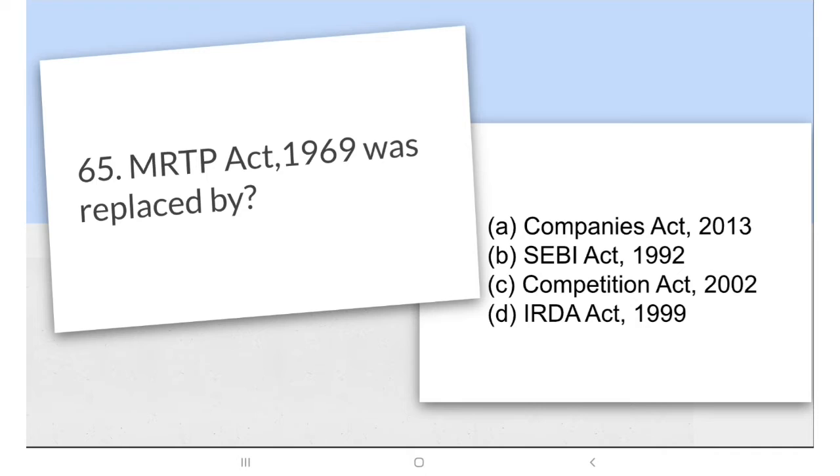Question number 65. MRTP Act 1969 was replaced by. It was replaced by the Competition Act of 2002. It is the right answer. So this act was enabled to provide control over monopolies. It is done with a motive to check the concentration of power in the hands of few. Next question.